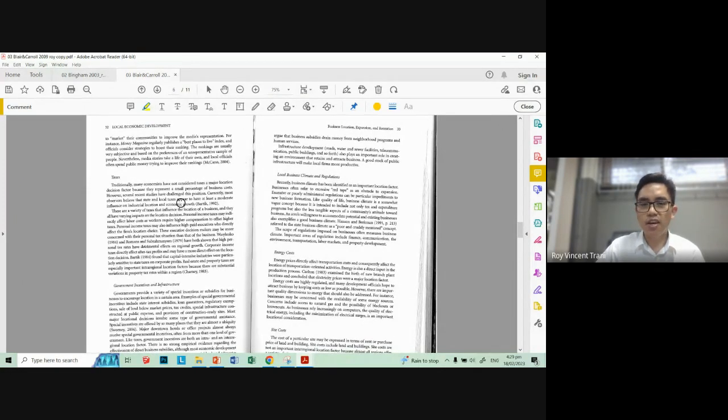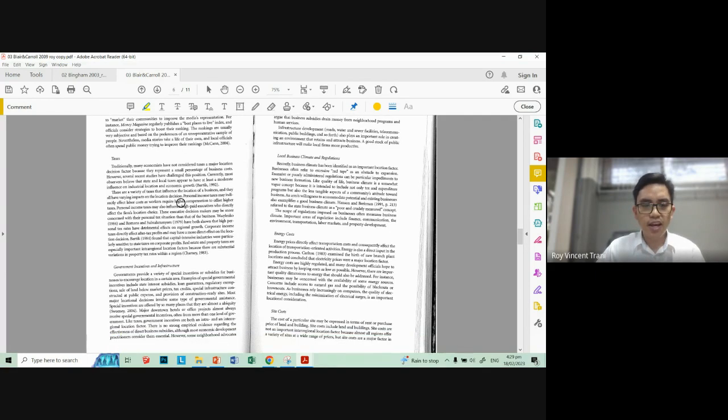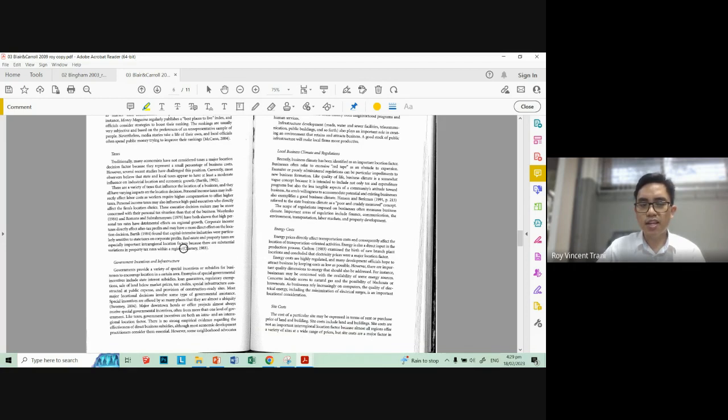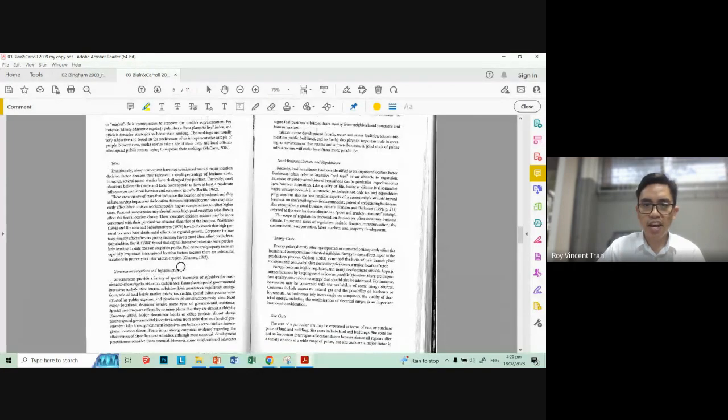They want to locate where it's easier to do business. Different cities, and I think in the Philippines even different provinces, have different tax rates. And that is very much connected to government incentives and infrastructure, so they kind of go hand in hand. And then the following is local business climate and regulation. So again, talking about ease of business.